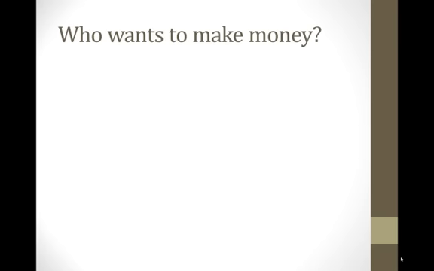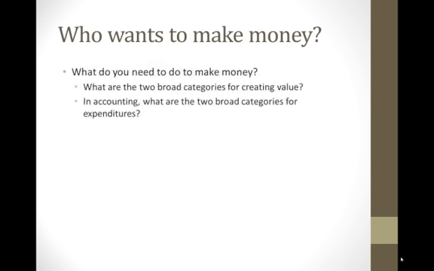All right, so who here wants to make money? All right, and then hopefully all of you. What do you need to make money? Well, there's two broad categories for creating value. And in accounting, if you remember, hopefully, from your accounting classes, there are two broad categories for expenditures, right? So you have capital, and then you have an expense. Capital is a one-time purchase, and an expense is kind of an ongoing thing. Right. And you can envision revenue in the same manner, that there's going to be these one-time lump sums where you're getting money, and then you have these ongoing things.